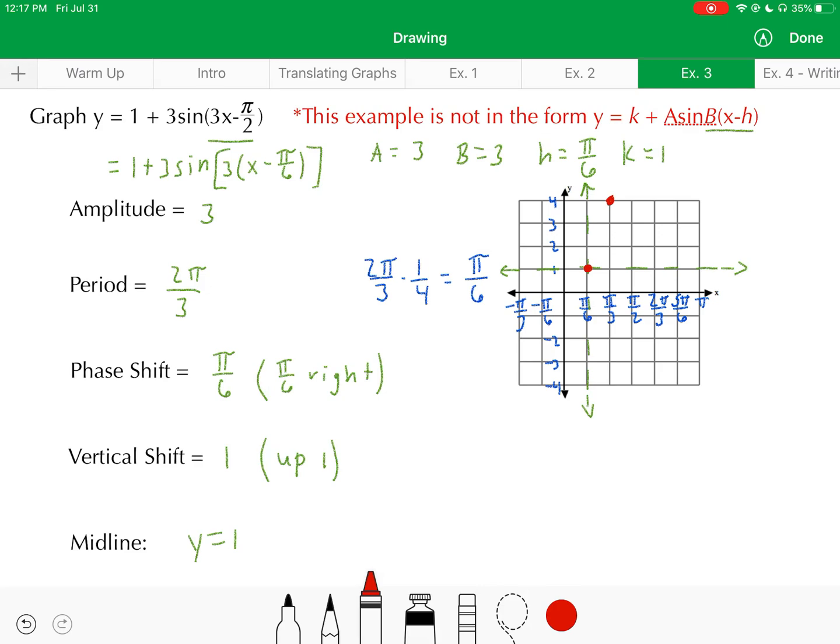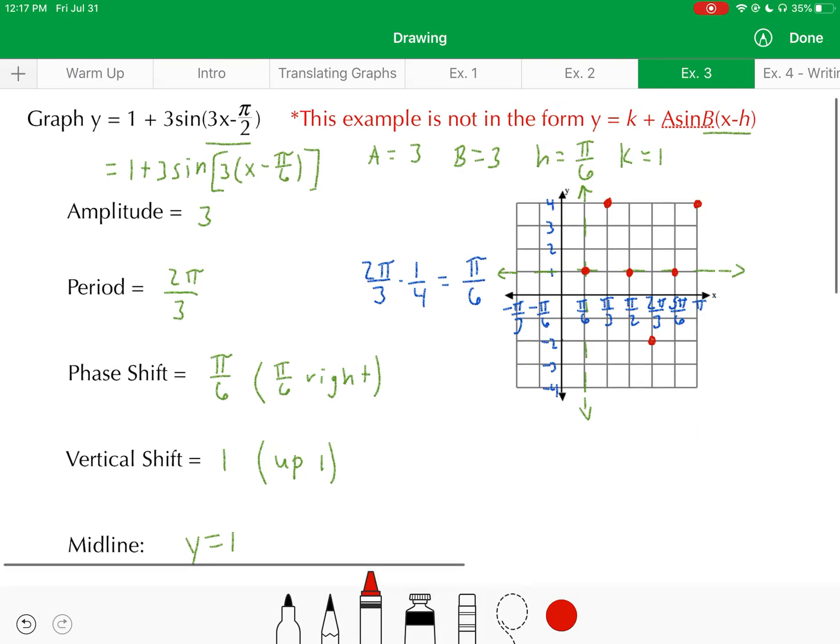Then 1/4 of the period to the right, back down to the midline. 1/4 of the period to the right, down 3. 1/4 of the period to the right, back up to the midline. So there's one full cycle, and then let's just fill up the graph. And there's our curve.